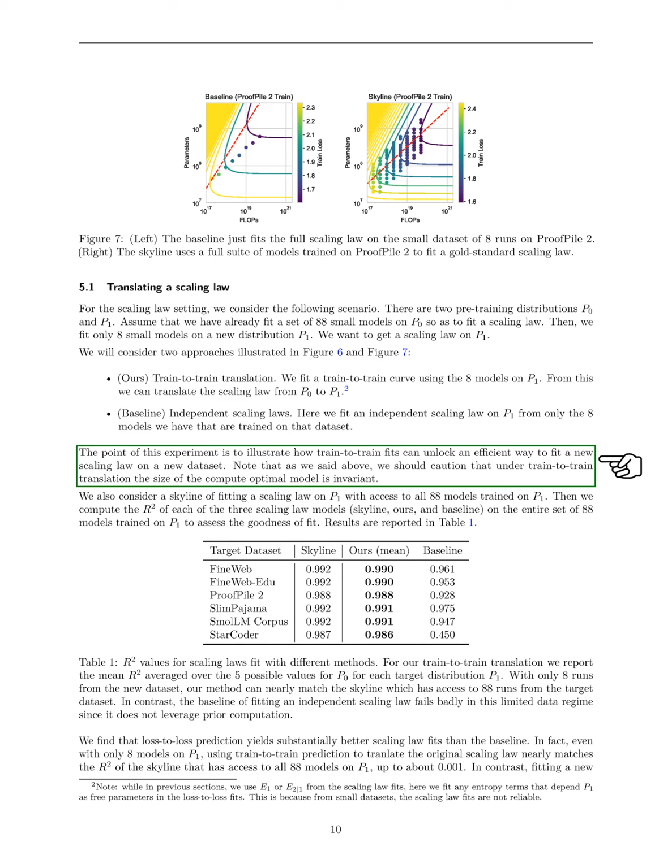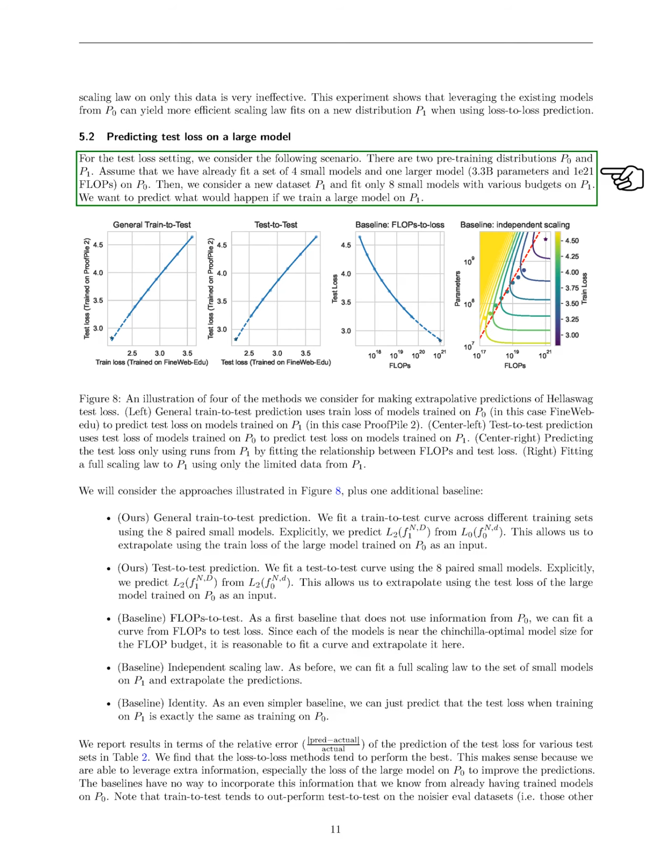Section: Predicting test loss on a large model. In this section, we explore how to predict test loss for a large model. We start with two pre-training distributions, which we label as P0 and P1. We have already trained 4 small models and 1 large model, which has 3.3 billion parameters and requires 1 quintillion floating point operations, on the distribution P0.